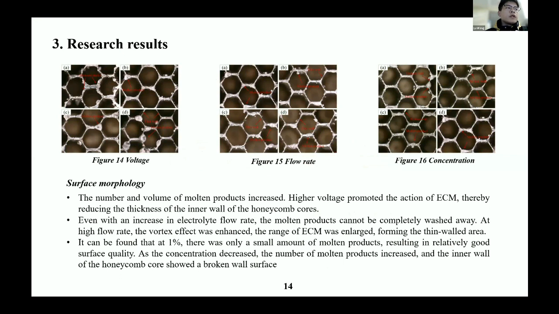The surface morphology after the processing is shown in Figures 30 to 60. As the voltage increases, the height of molten products gradually increases, and the inner wall of the honeycomb cores also gradually becomes thinner. However, an increase in flow rate cannot wash away most of the molten products, but instead enhances the eddy current situation, causing the inner wall of the core to become thinner. As the concentration decreased, the amount of molten products increases, and the surface morphology is much worse than that at 1%.